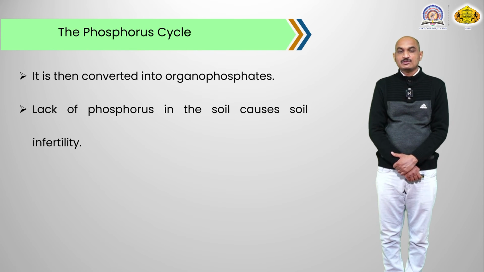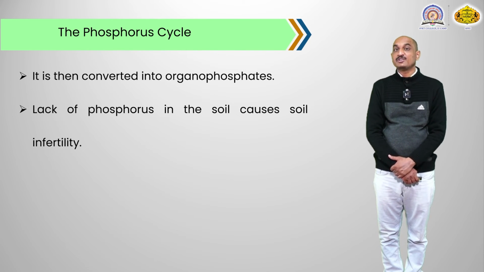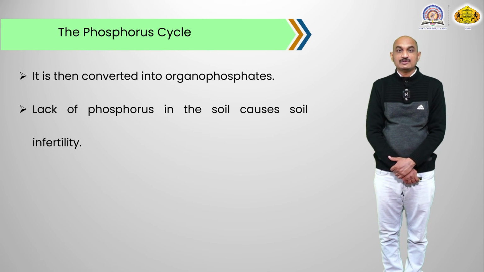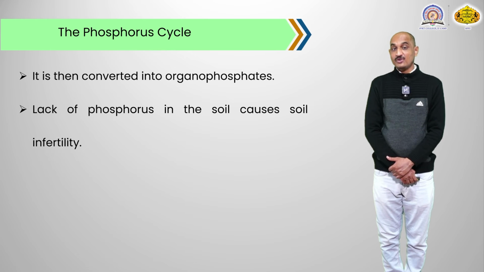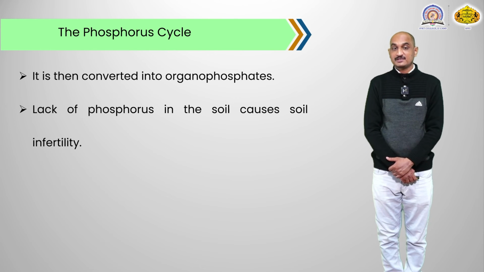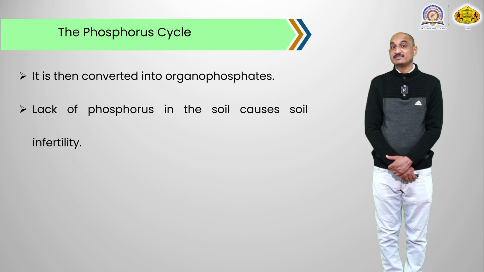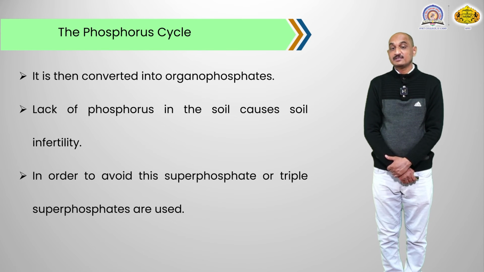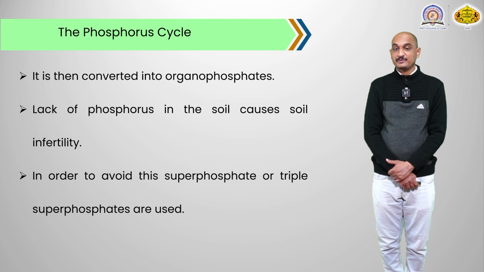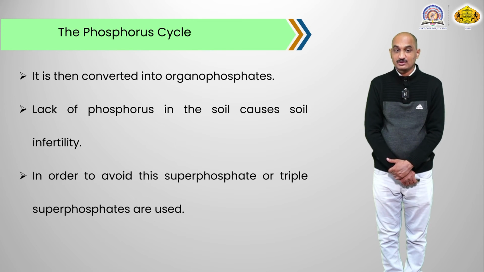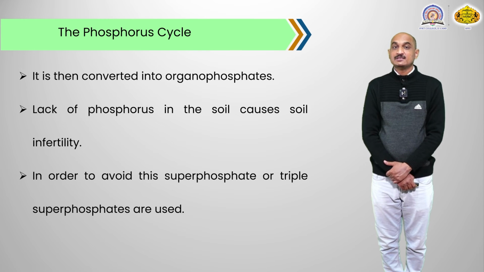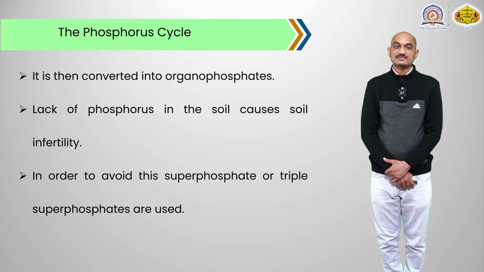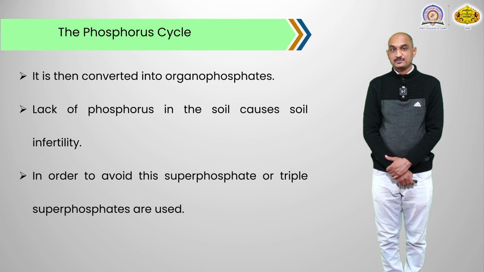We know what the effects of the deficiency or lack of phosphates are. As far as the soil is concerned, the lack of phosphorus in the soil causes soil infertility. In order to avoid this infertility or lack of phosphate, we add superphosphate or triple superphosphate into the soil to overcome the deficiency of phosphorus.